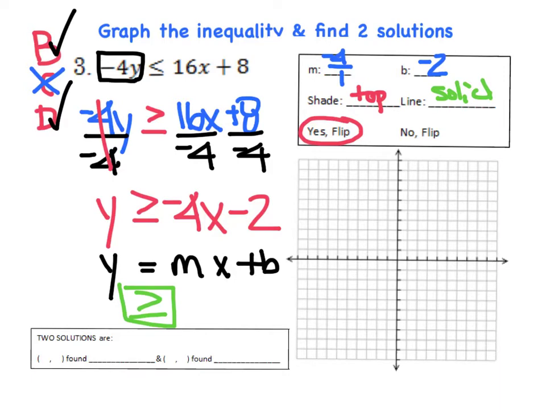Hopefully you guys remember we begin with b, which is negative 2. Now we have to use my slope to find other points. Remember, slope is rise over run. According to my slope, negative 4 means I go down 4, and then positive 1 means I go to the right 1. So from the y-intercept, I'm going to go down 4 and to the right 1 and put another point. Notice I can't go down any further, so I'm going to go the opposite direction.